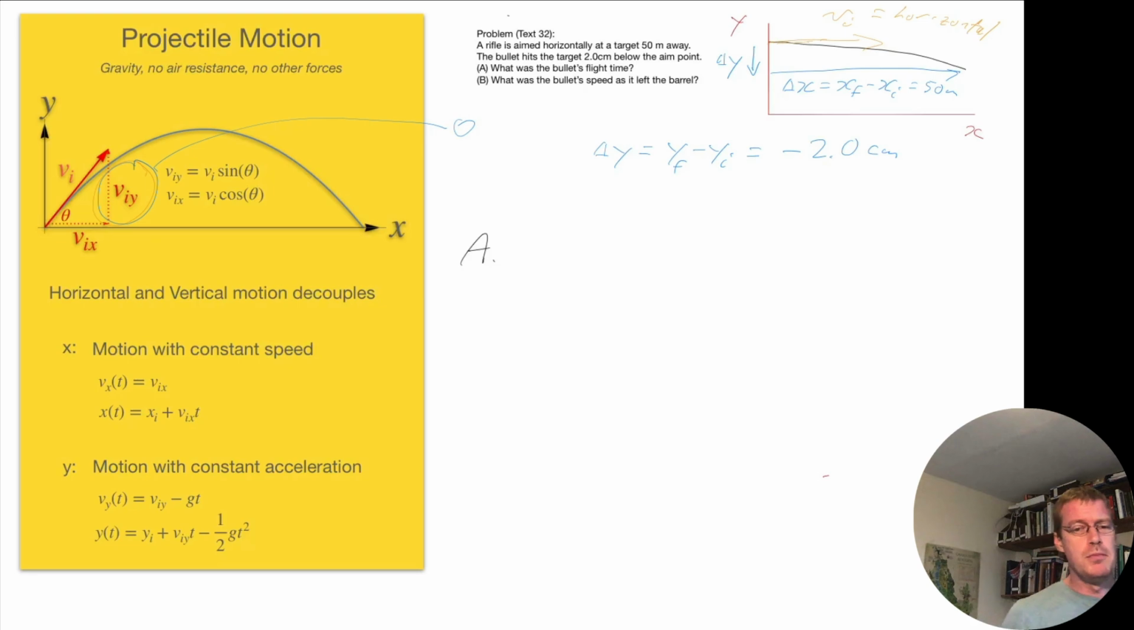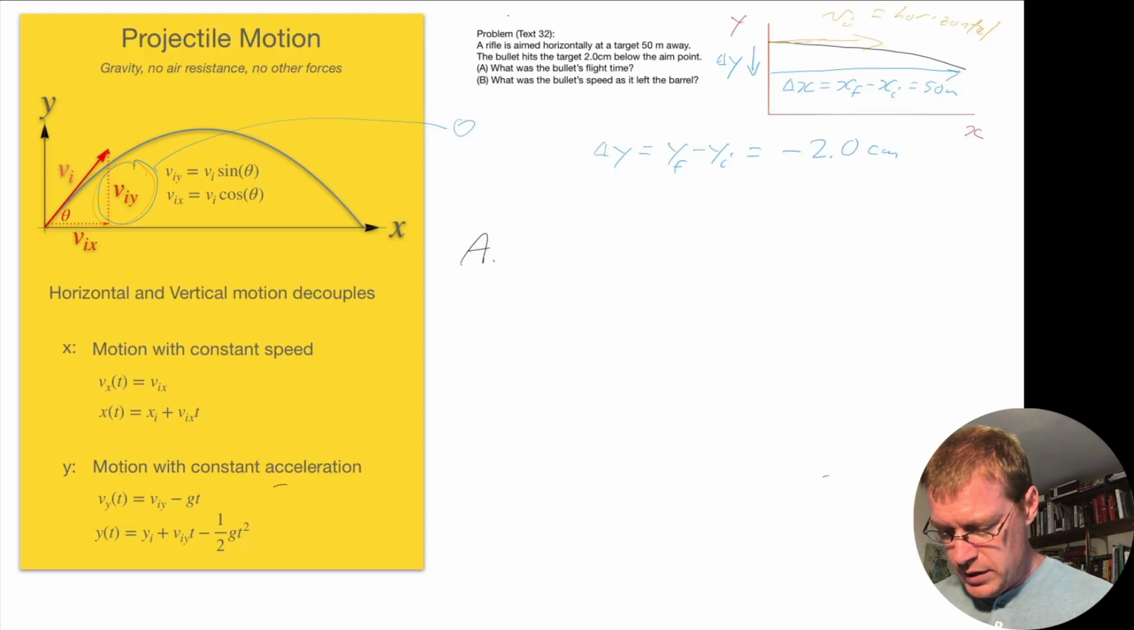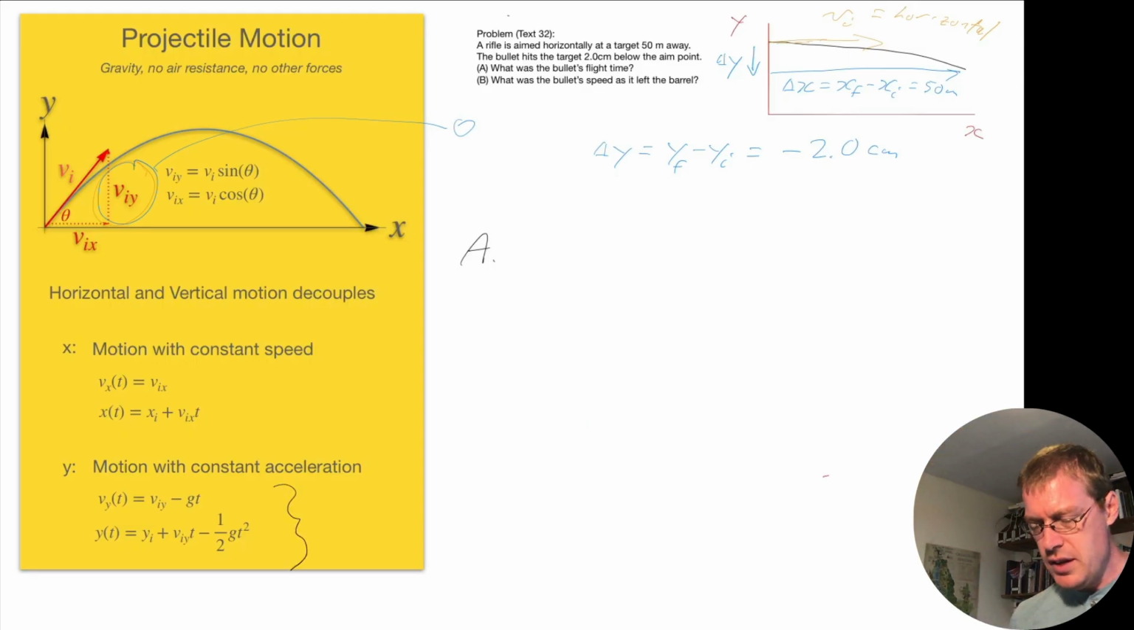Okay, so the first question asks for a time. And a little pro tip: in most projectile motion problems, if they ask you for a time, it's something involving the vertical motion you have to look at. It's not always, but it's a good place to start. So let's start by looking at the vertical motion equations and see if there's anything that we can use to try and get the time.